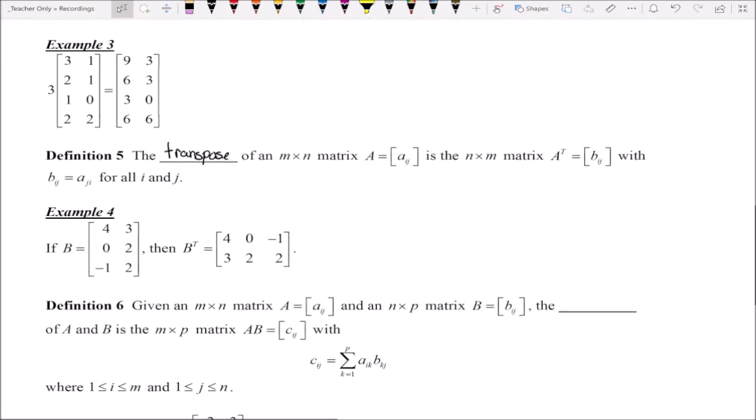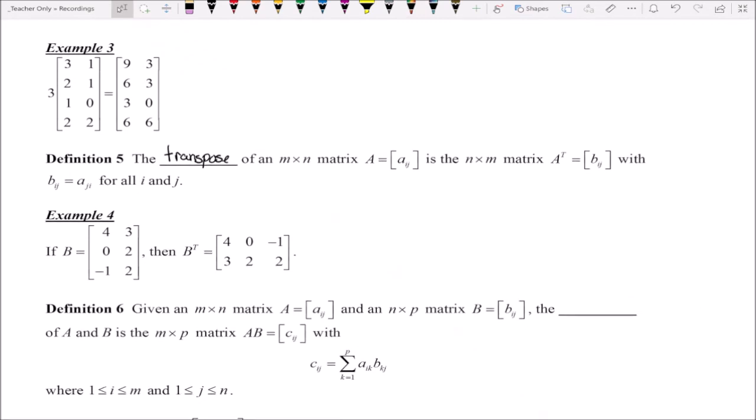If we're given an m by n matrix A and an n by p matrix B, the product of A and B, or the matrix product, is an m by p matrix, A times B, where each entry, the ij entry of AB, is the sum from k equals 1 to n of the ik entry of A times the kj entry of B, where 1 is less than or equal to i less than or equal to m, and 1 less than or equal to j less than or equal to p.